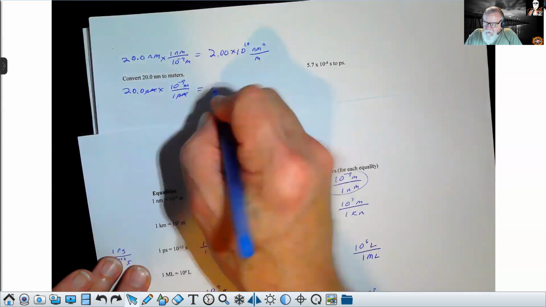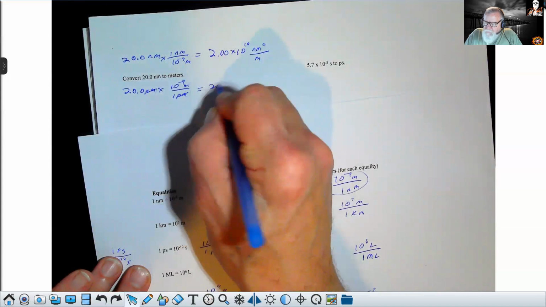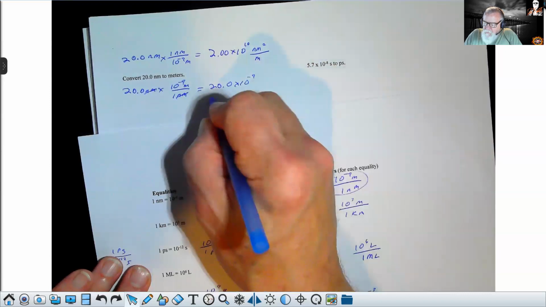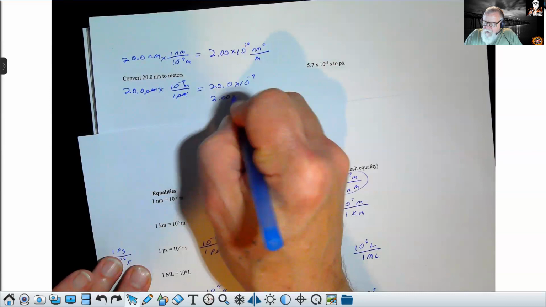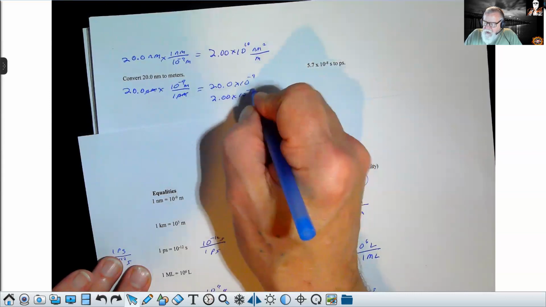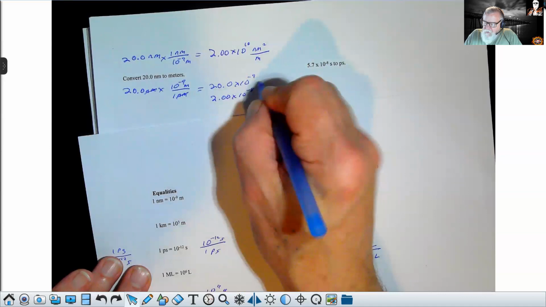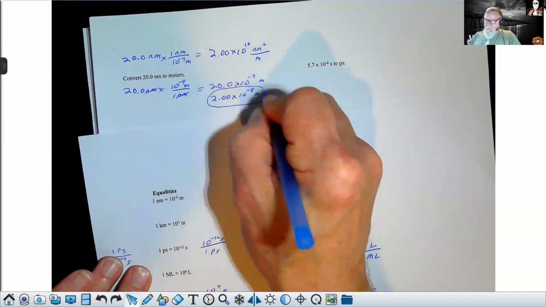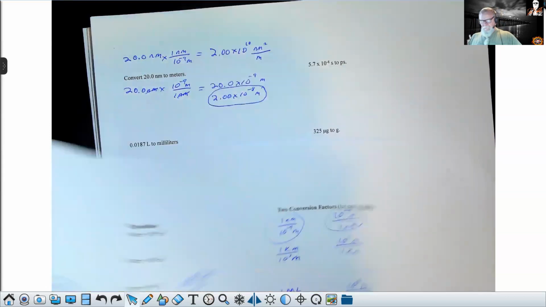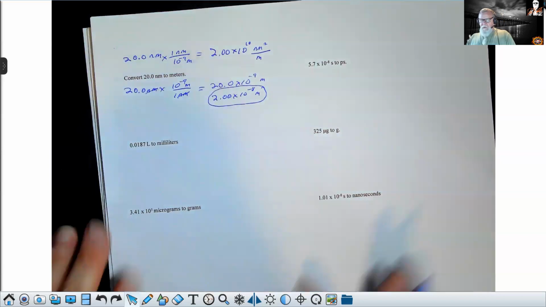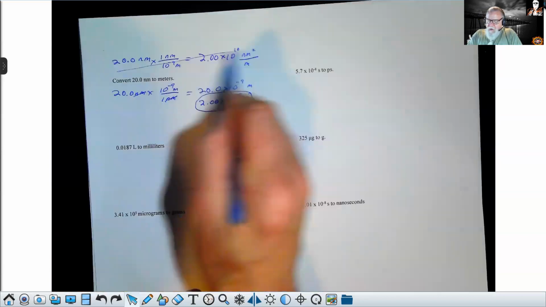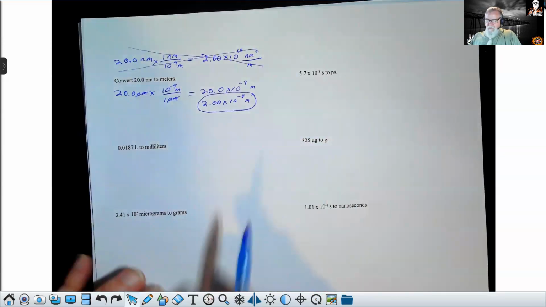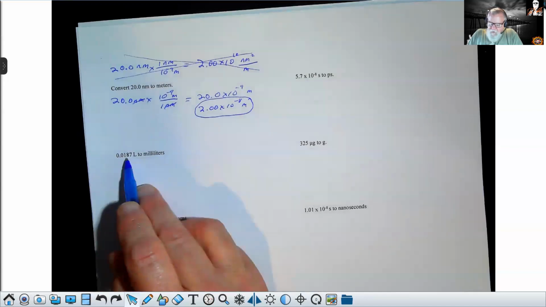And so what I really have here is 20.0 times 10 to the negative 9, or 2.00 times 10 to the negative 8. And the units here are going to be meters, right? This is a better answer. Does that make sense? I hope that makes sense. So this way was the wrong way. That gives you units that don't work out, right? Let's do the rest of these. We'll do them only the right way.